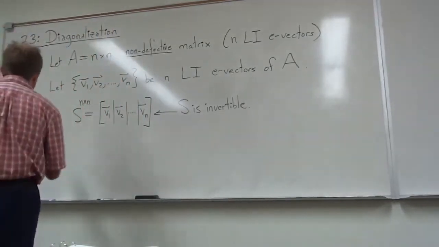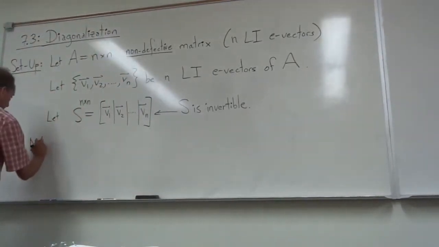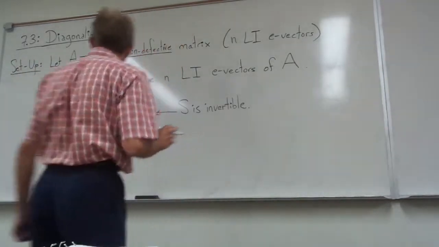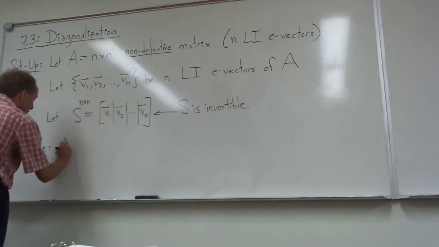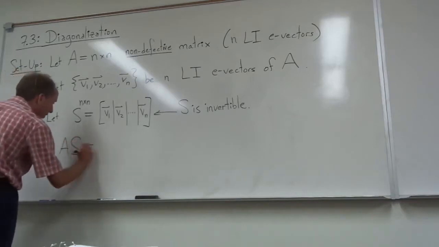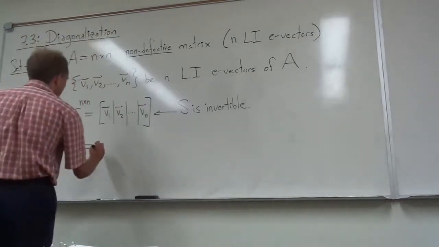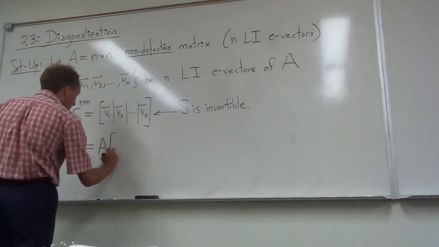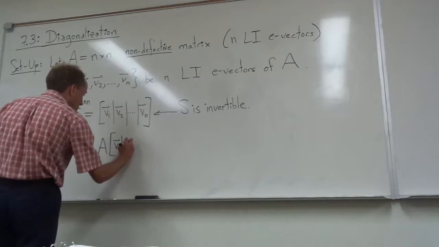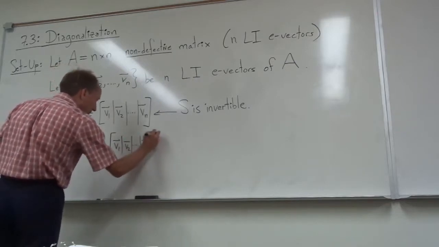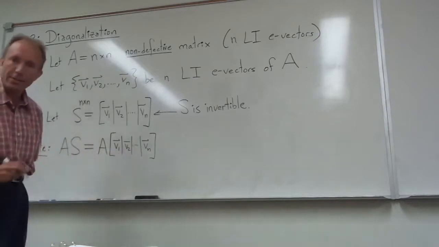Now here's what I want to do. I would like to make a calculation. Just a little theoretical thing for a moment, if you will bear with me. I'm going to take the original matrix A and multiply it by this matrix S that I just wrote down. Well, that's just A times the matrix whose columns are these eigenvectors. So that's just A times S.